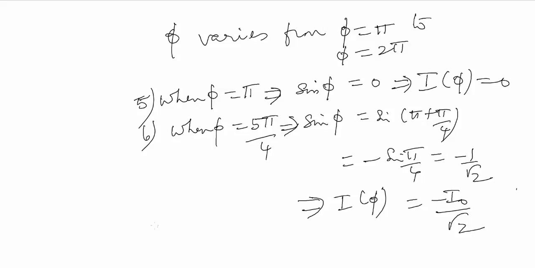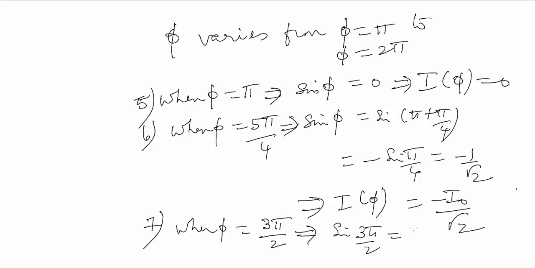This is the sixth. The seventh one will be when phi is equal to 3 pi by 2. If you add another pi by 4, step up pi by 4 with respect to 5 pi by 4, it will become 3 pi by 2. That implies sine of 3 pi by 2 equals minus 1, and therefore I as a function of phi will be equal to minus I naught. Maximum negative. This is the 7th.